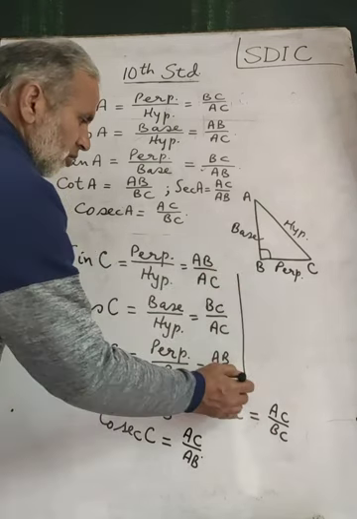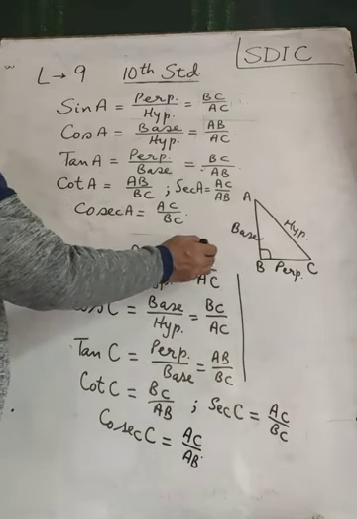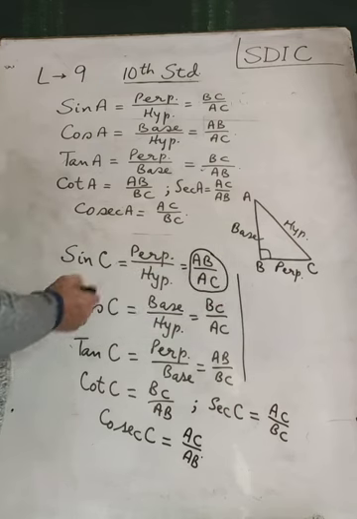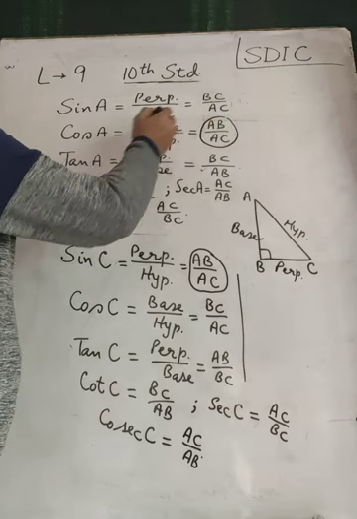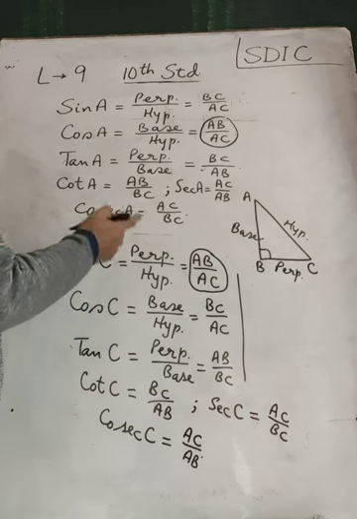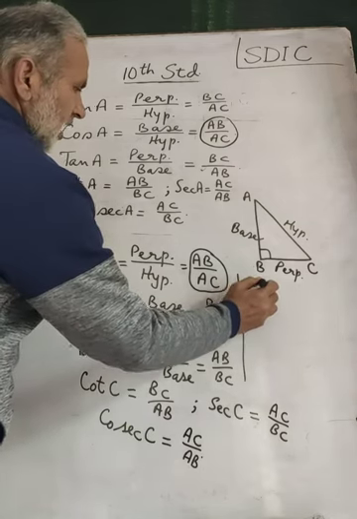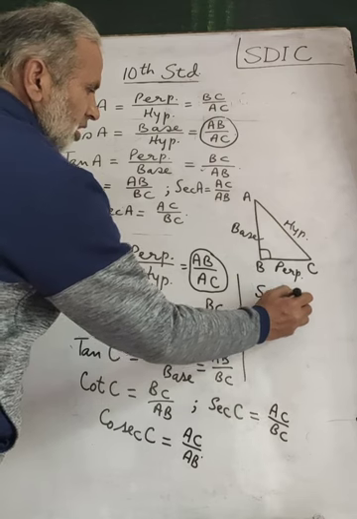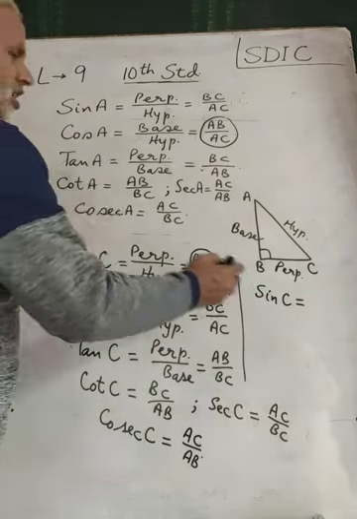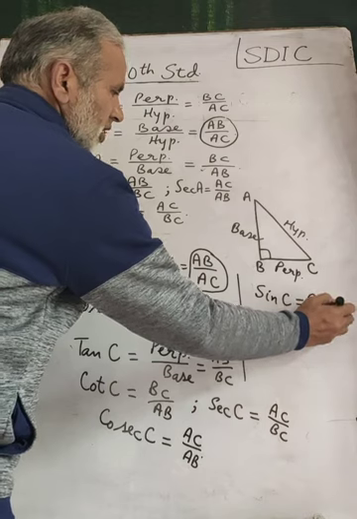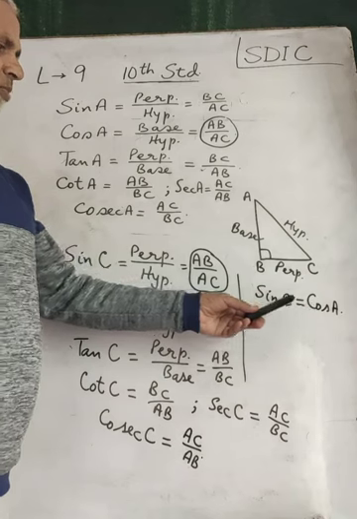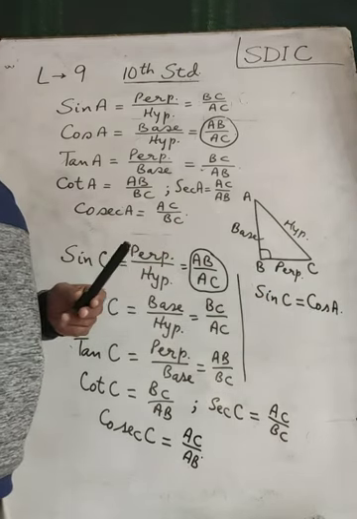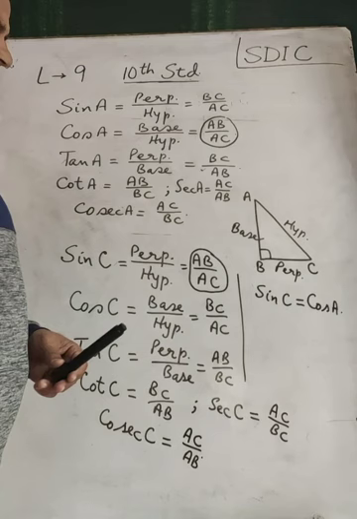Now find out by comparison. We have AB by AC here, sin C. AB by AC is in this list also. This is AB by AC here, cos A. Therefore, by Euclid's axiom, we'll get sin C is equal to cos A. This is the first relationship between complementary angles. Here, angles involved are complementary angles. A and C, those are complementary angles. Sin C is equal to cos A.